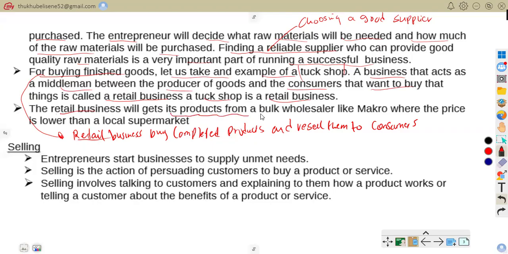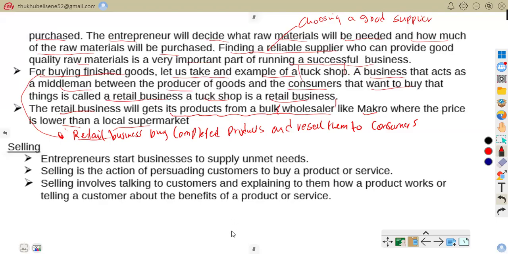The retail business will get its discount from a bulk wholesaler like Makro, where the prices are lower than the local supermarket. So retail business acts as a middleman between producer and wholesaler as well as consumers. You can talk of Lerato's tuck shop, which buys products from Makro and sells them to community members. Retailers often buy from wholesalers because prices are lower.